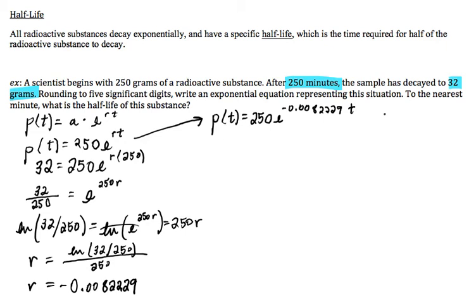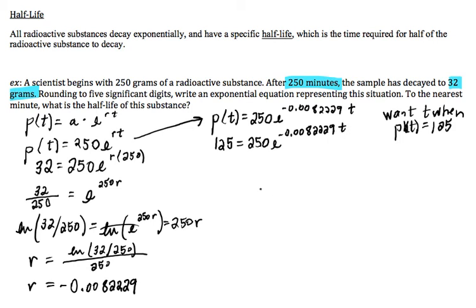So what we're saying is we want t when P of t is equal to 125. So if we plug in 125 for P of t, we can solve this equation for t. So when we do 125 divided by 250, that's a half, 0.5. And then we take the natural log of both sides.